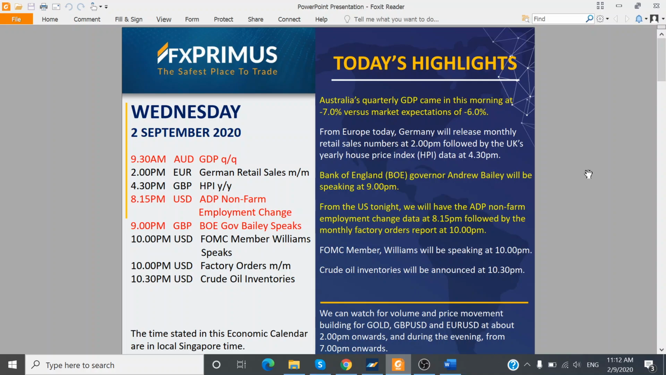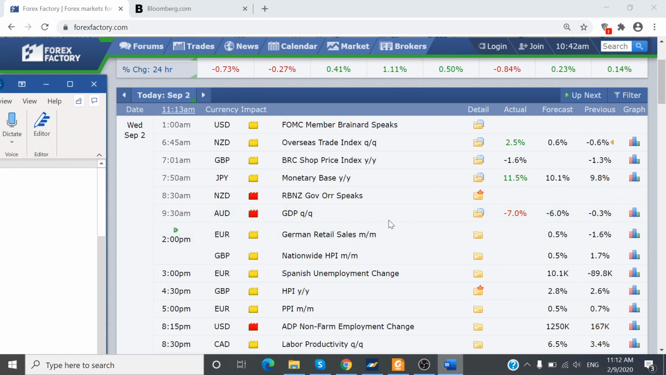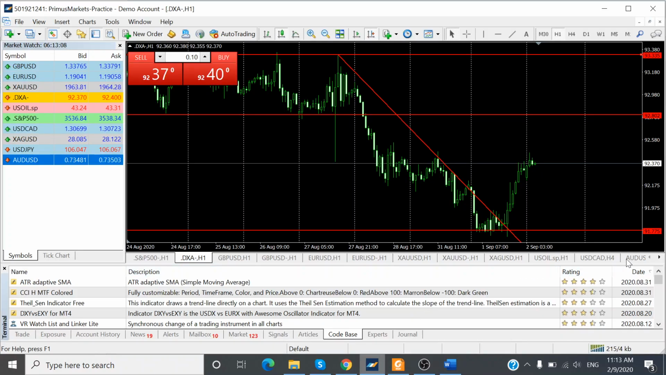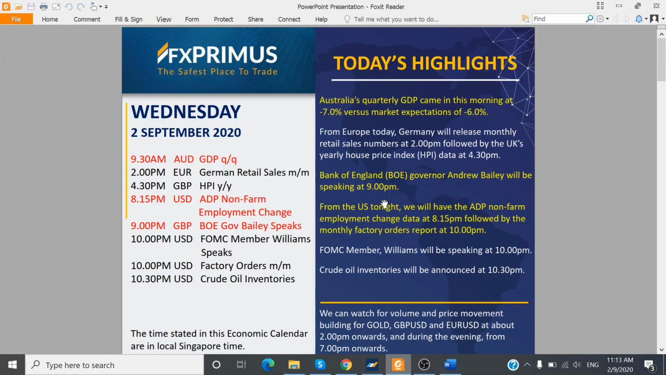So early this morning at 9:30 a.m. local Singapore time, Australia released their quarterly GDP numbers, and the numbers came in at negative 7%. Negative 7% versus market expectations of a negative 6% reading. It did not have much of an impact on the Aussie dollar, just pushing it down from 0.7375 all the way to a low of 0.7334, moving down about 40 pips. Currently it's gone quiet again. So that was the early economic event news release this morning.